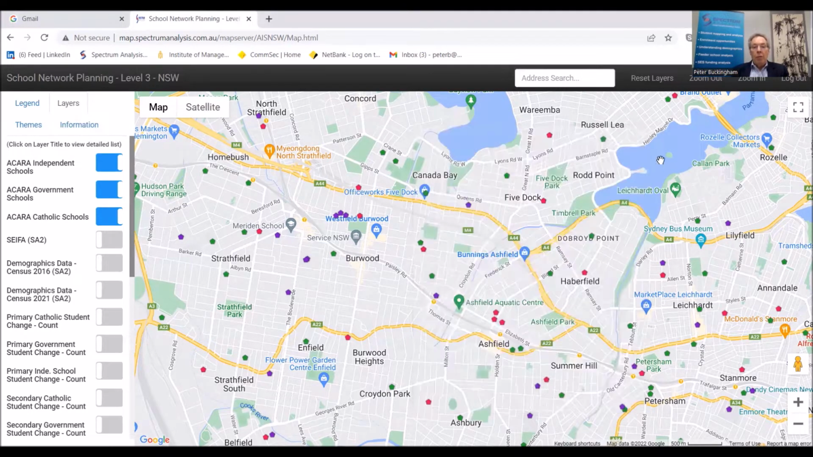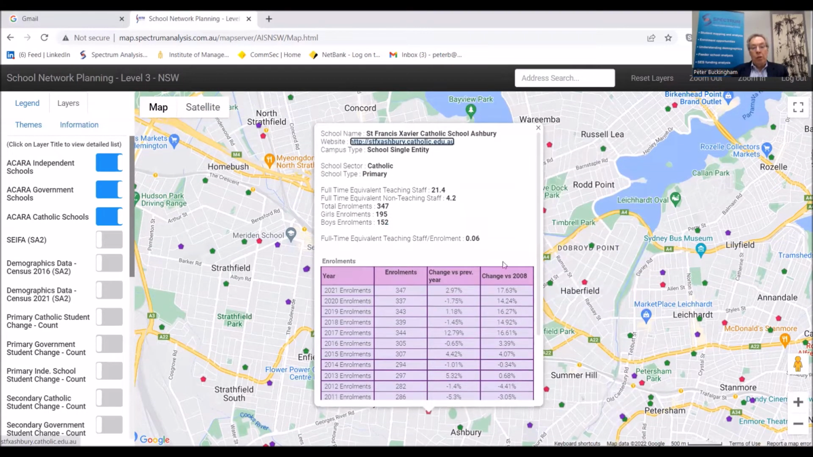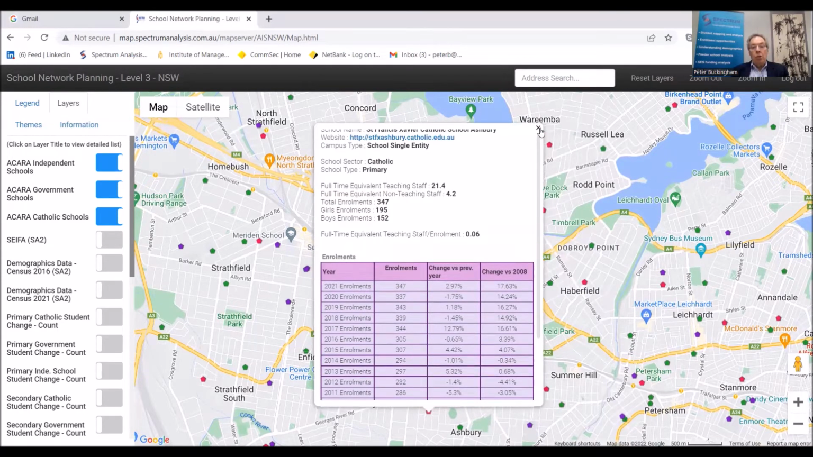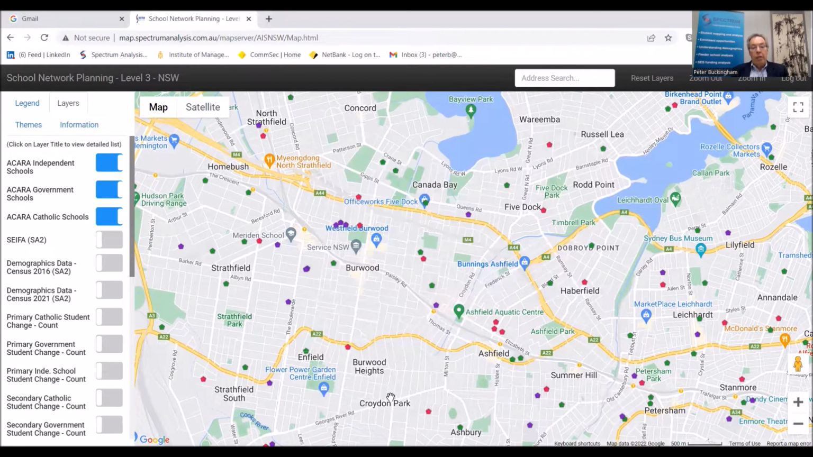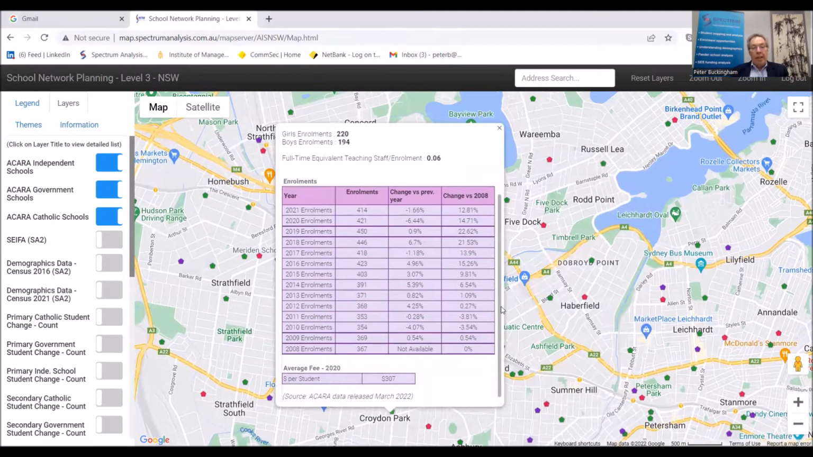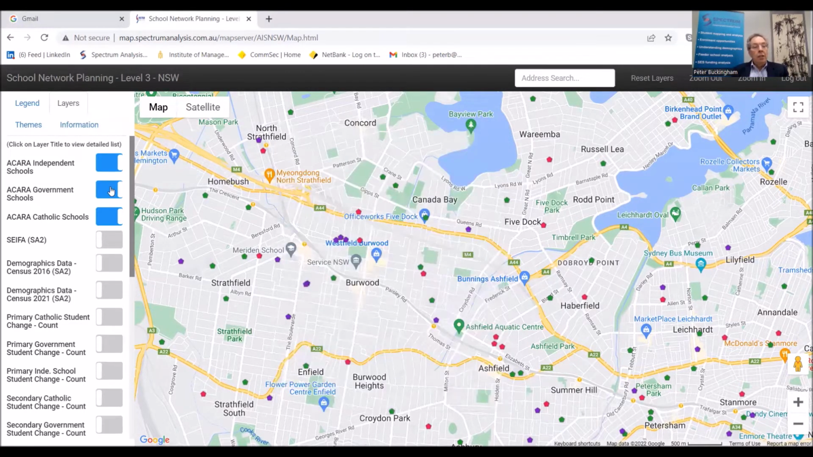So this is now available for every school you may want to see. This one here is a small Catholic school. 347 students. So all the Catholic ones are the red, and the green ones are, of course, the government schools. So again, lower fees, 414 students. You can see the details, including that ratio. So you're now able to do some comparisons of your school to any other ones you want to see.